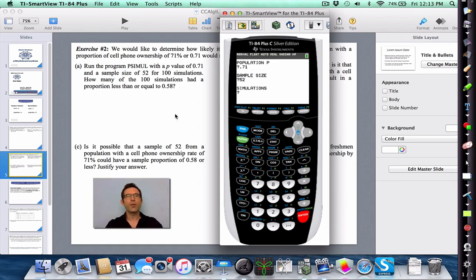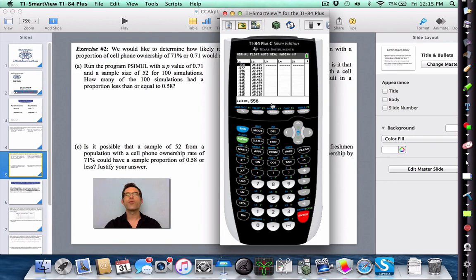How many simulations do I want? Well, I'm going to run 100. This is a pretty quick simulator, but I'm going to run 100 simulations. Here we go. Now, just like before, I can cut out a little bit of time by cutting right to the end of the simulation. All right, we're just about finishing up again. So, as we reach 100 simulations, and there we go. It's going to do a little bit of math, and the sample proportions are now in L1. So let's go into that list and take a look.